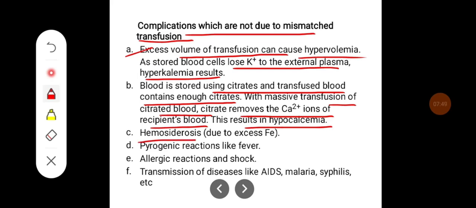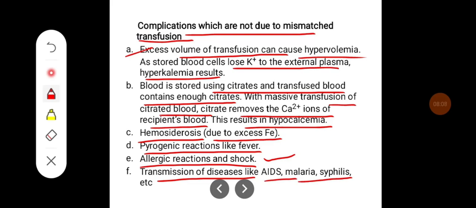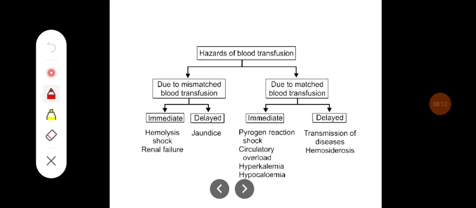There can be chances of hemosiderosis, which occurs because of the deposition of excess iron. Pyrogenic reactions like fever can occur, and allergic reactions and shock can occur because of the released cytokines. And there can be transmission of diseases like AIDS, malaria, syphilis when you're doing blood transfusion. So hazards of blood transfusion can be due to mismatched blood transfusion and due to matched blood transfusion.